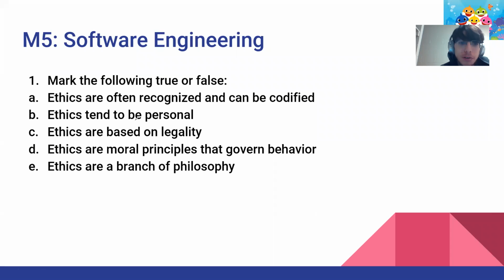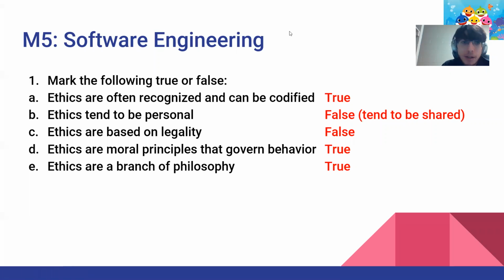So for software engineering, one thing we didn't go over is that ethics are often recognized and can be codified. That's good, right? This is true. That's a general thing we can say. They tend to be personal, but that's not really true because they tend to be shared in nature. Are they based on legality? No, they're things that we kind of have to figure out for ourselves. So that's false. They're based on moral principles. Yes, of course, that's what ethics are. And they're a branch of philosophy. I mean, yes, technically, yes.